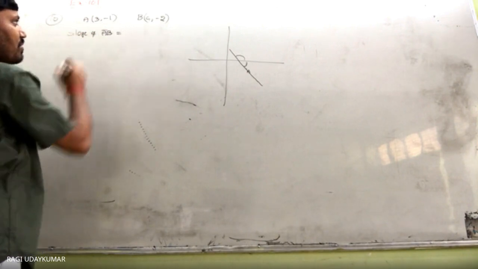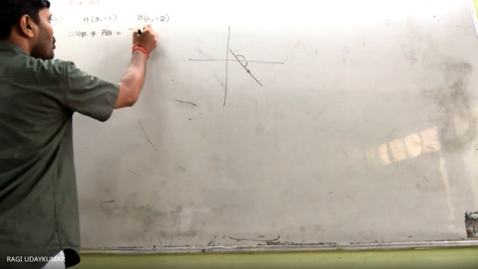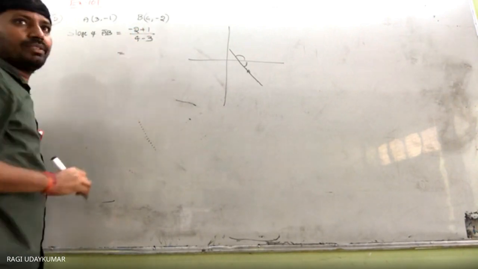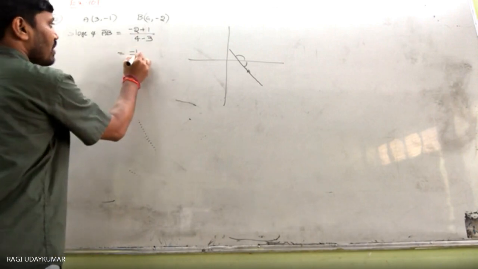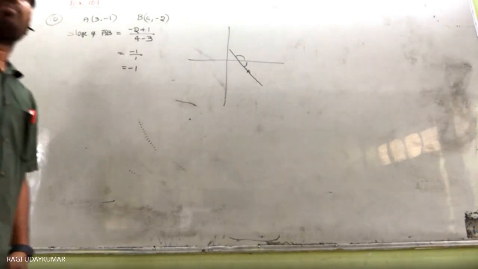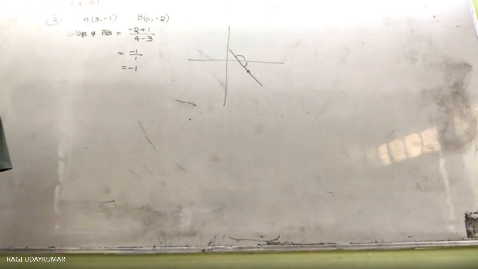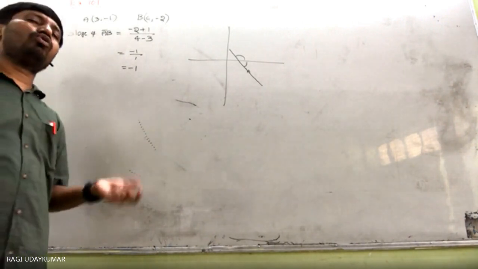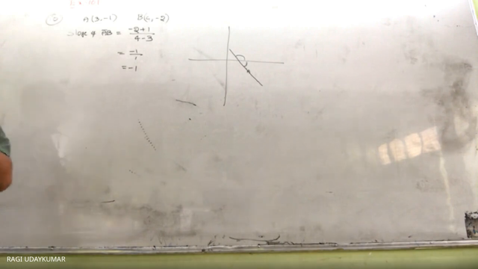What is the slope of AB? We are going to get (-2 + 1)/(4 - 3), which equals -1/1, that is -1. The slope of the line you consider as tan theta. Theta, let us find out. Theta is the angle between the line and the x-axis.